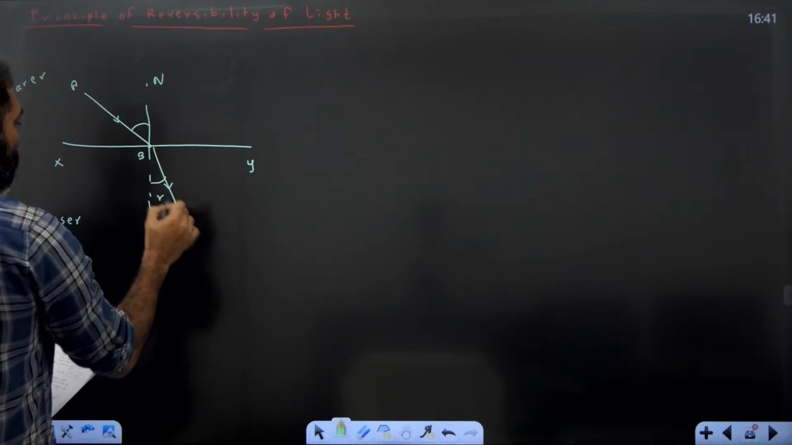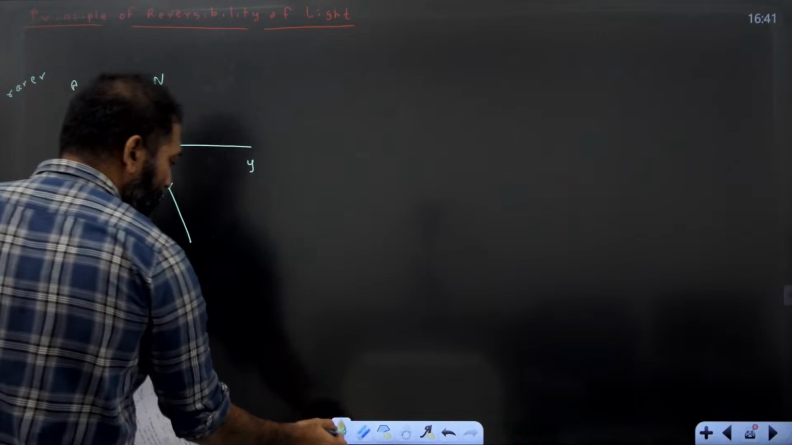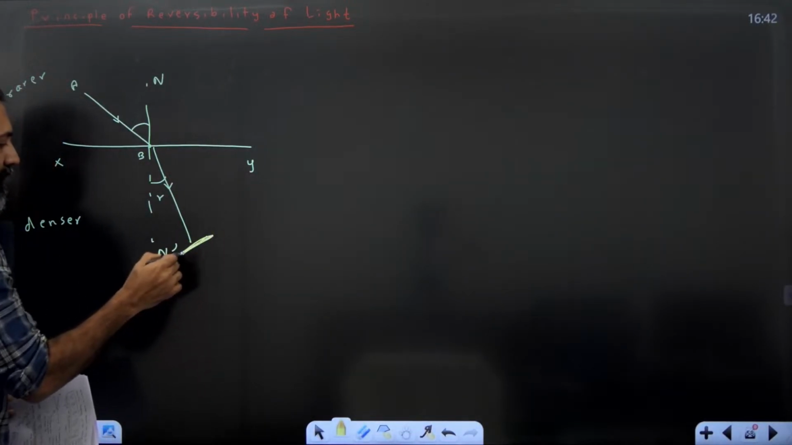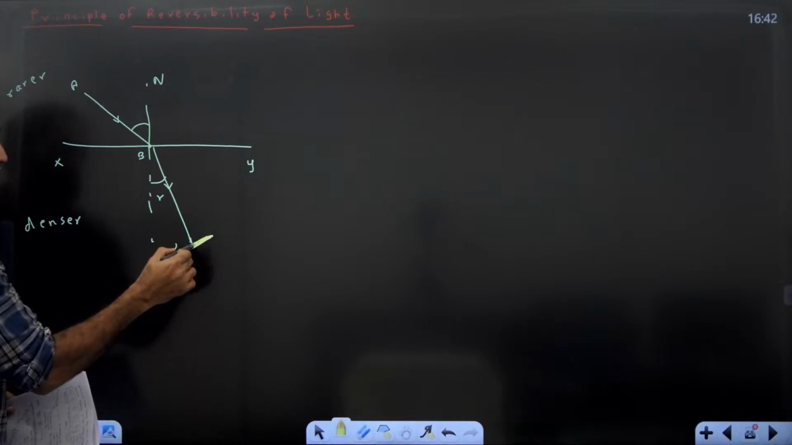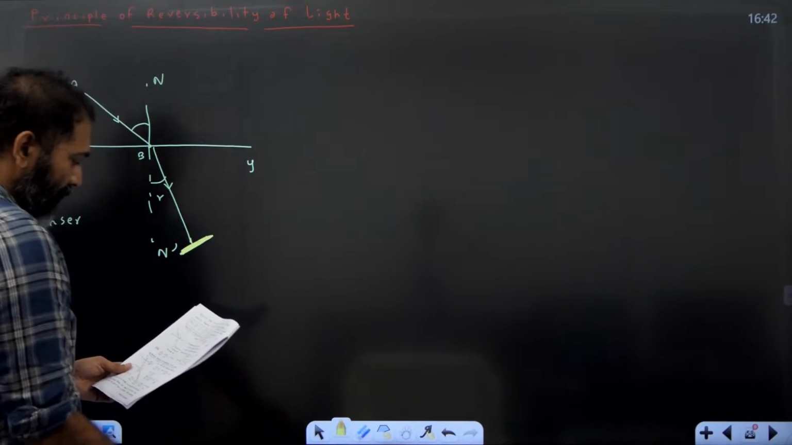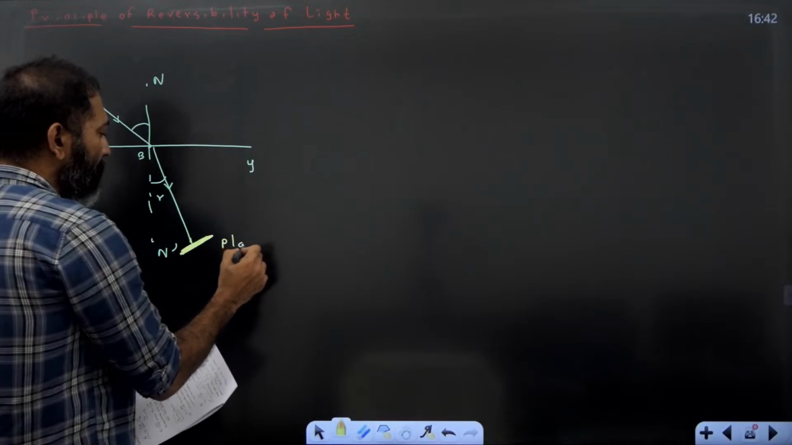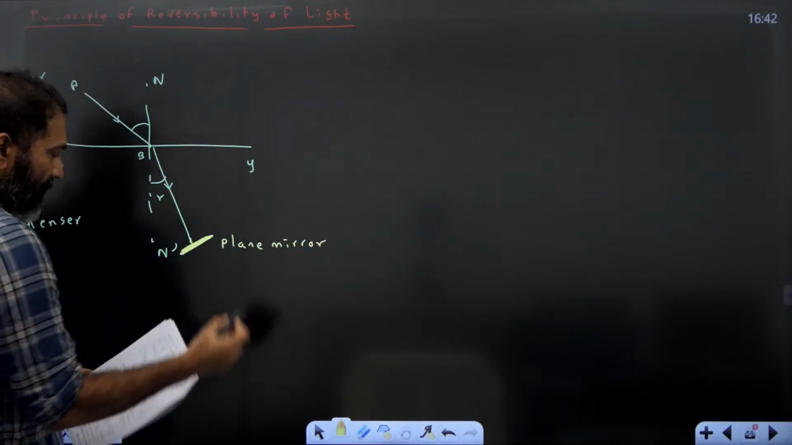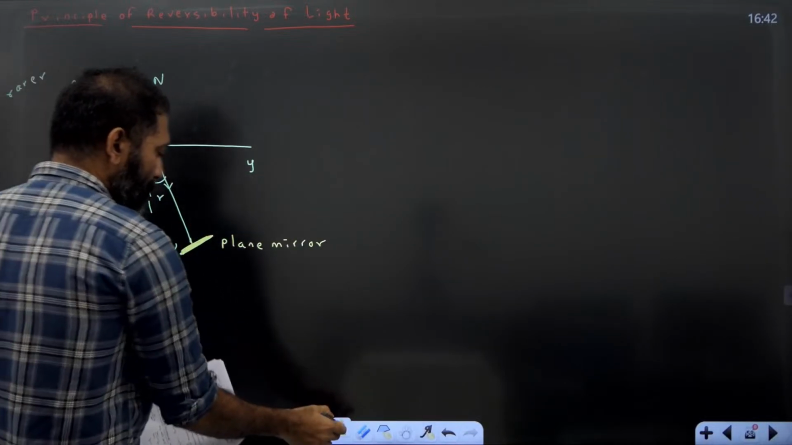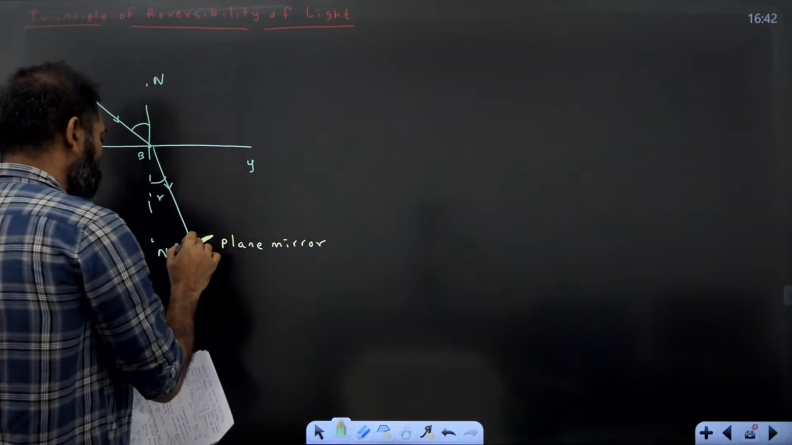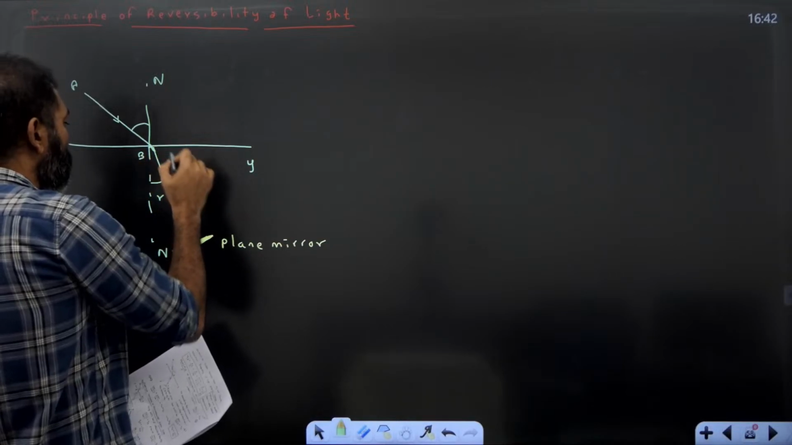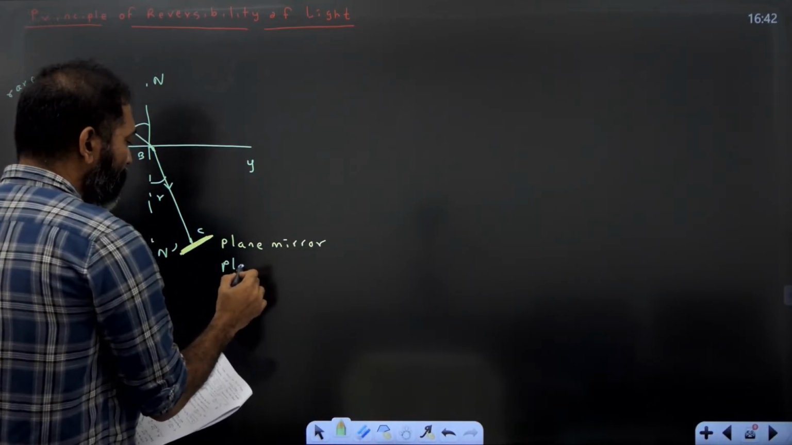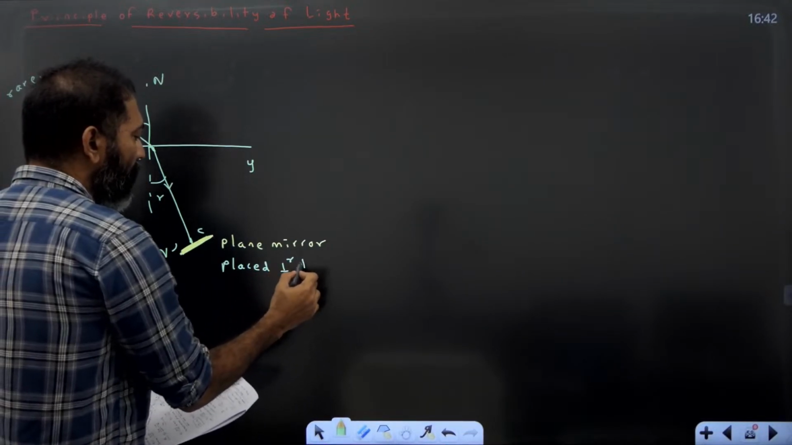This is the angle of refraction. See, here we are placing a mirror, a plane mirror. The plane mirror is placed perpendicular to BC.